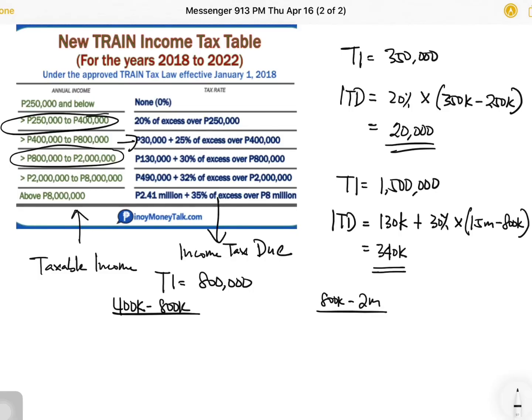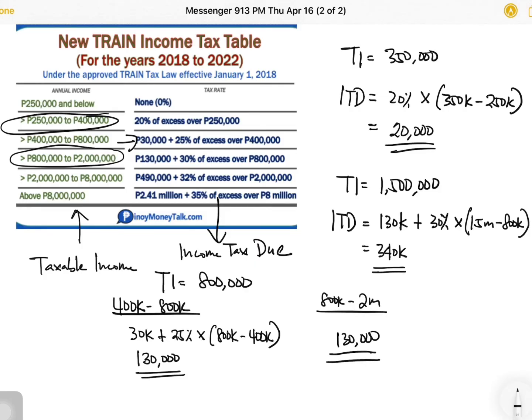So let's try it with 400 to 800. It says there that you get 30,000 and then you will add 25% of the excess of your amount. Your amount is 800,000 over 400k. So 800k minus 400k. Inside you have 400k. 25% of that is 100,000, right? So if you add, you will get 130,000. How about for 800 to 2 million? So if your amount is only 800,000, the basis is 130,000. So it's the same.